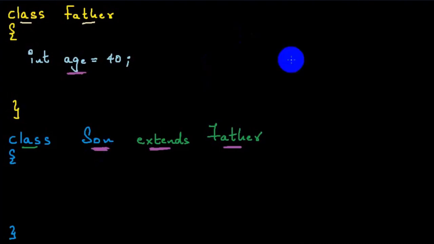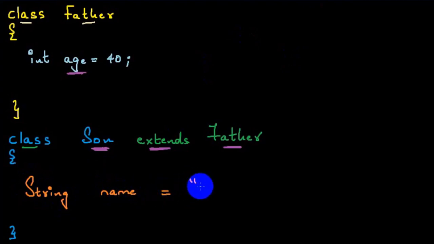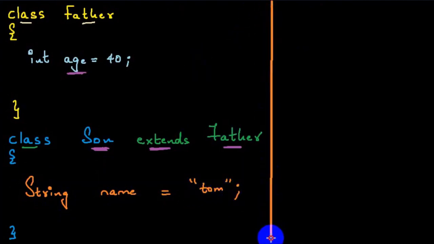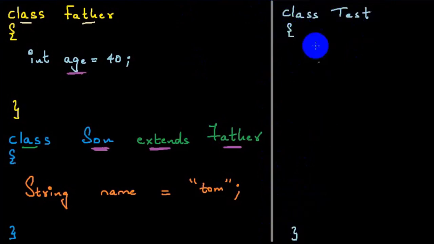Son also has one property, that is String name, which I will initialize to Tom. That's it. Now after this entire process, I'll have a class wherein the execution will always start from, a test class or main class or whatever it is. I'll have my main method wherein the execution will always begin.